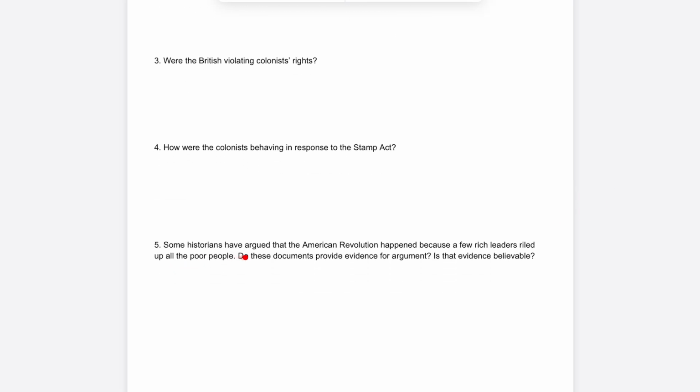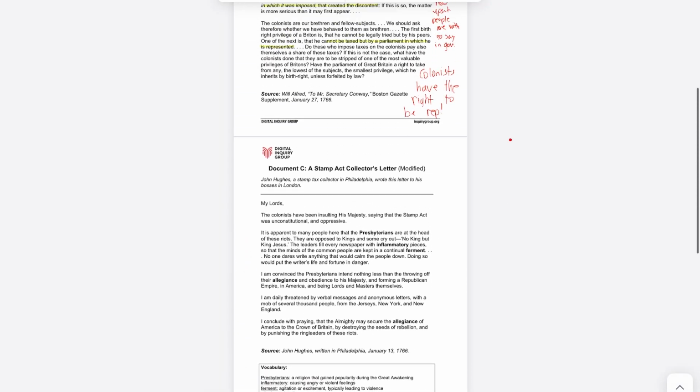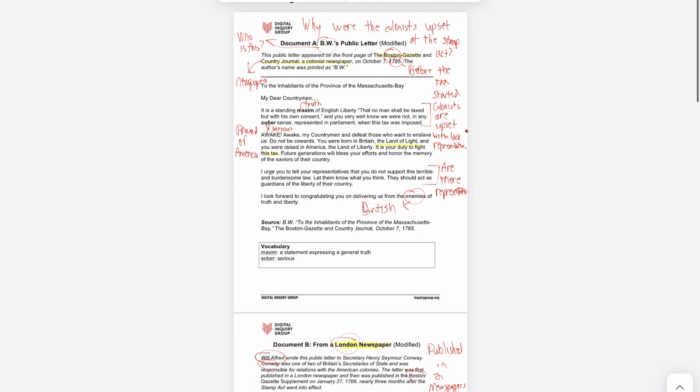And then some historians have argued the American Revolution happened because a few rich leaders riled up all the poor people. Do these documents provide evidence for the argument? Is that evidence believable? You are going to write your response. When you are finished, I want you to take a picture of each of these 5 pages and you are going to submit this to Canvas.